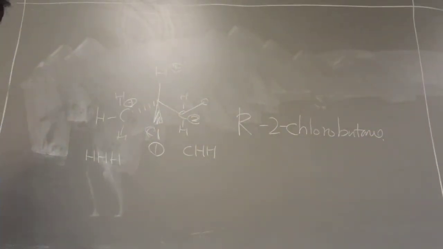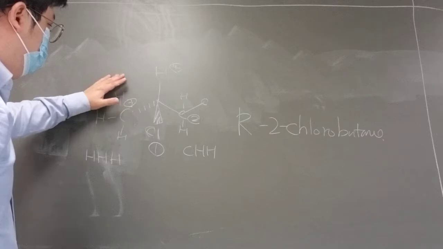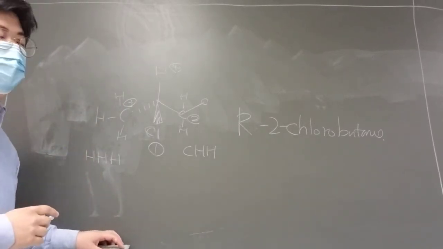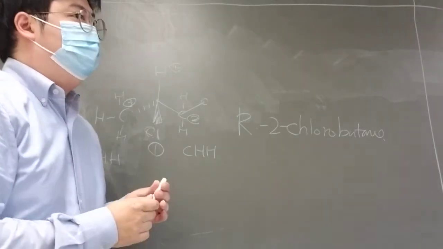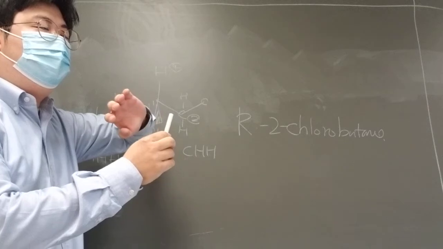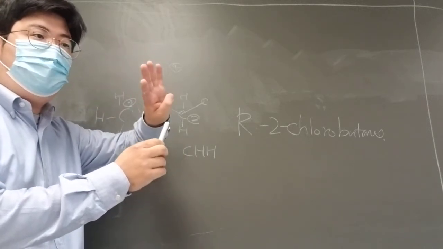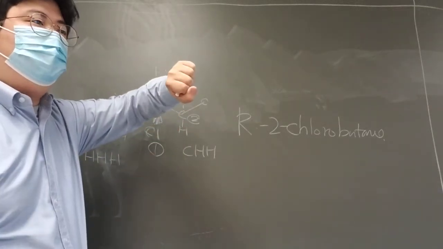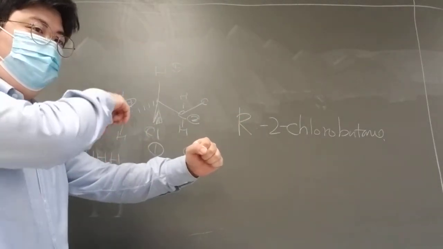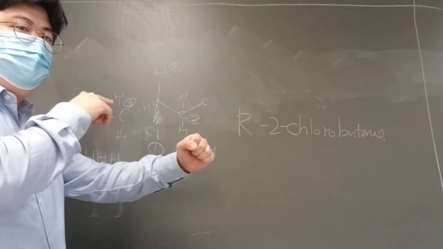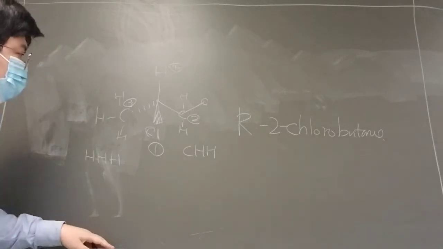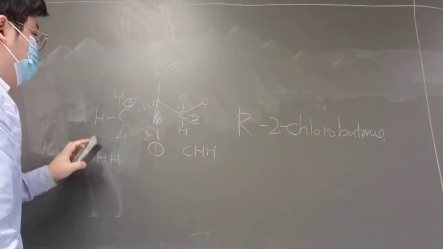Okay? So, yeah. This is a tricky one. But the main point is to find that number 4, the least priority group, on the axis and grab it and put it toward yourself, in your face, and still count the same numbers. If it's clockwise, it'll be R. If it's counterclockwise, it's S.